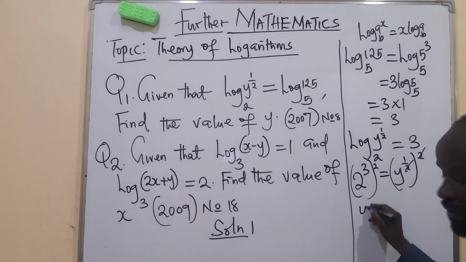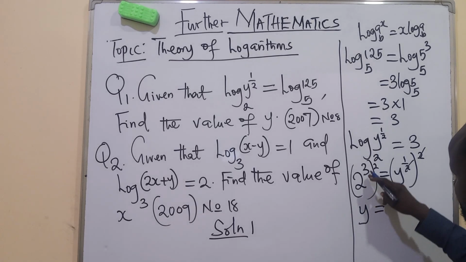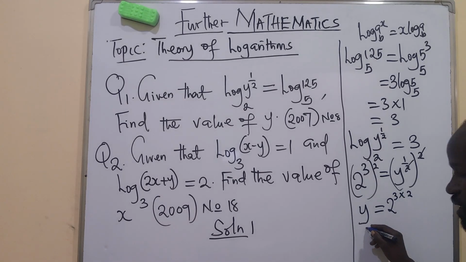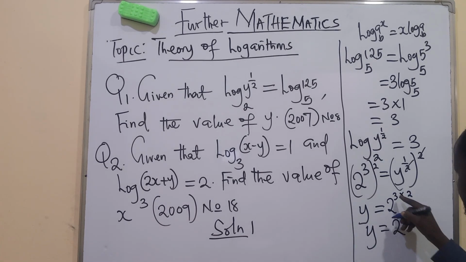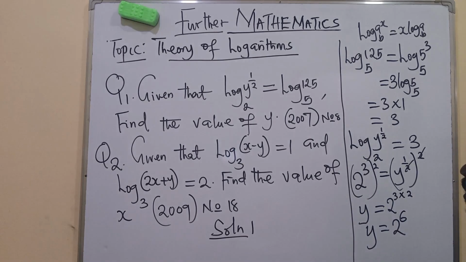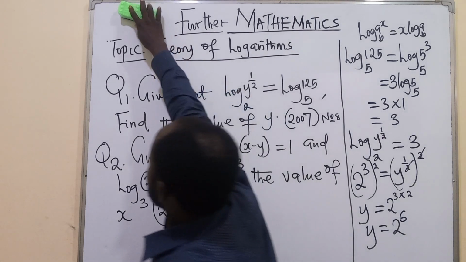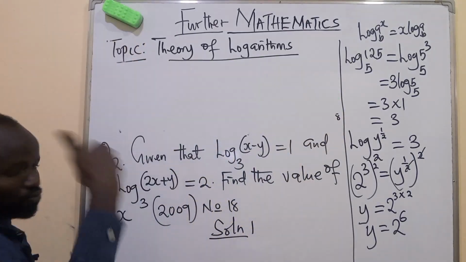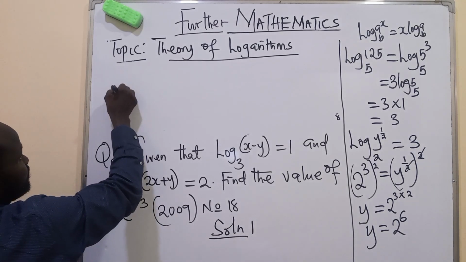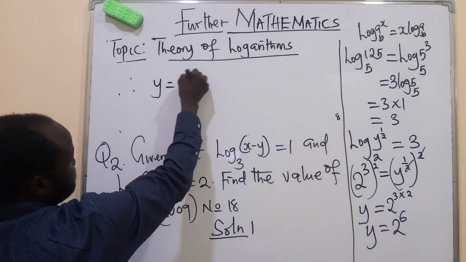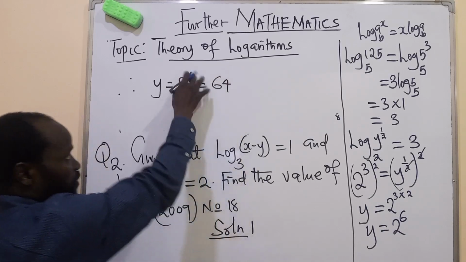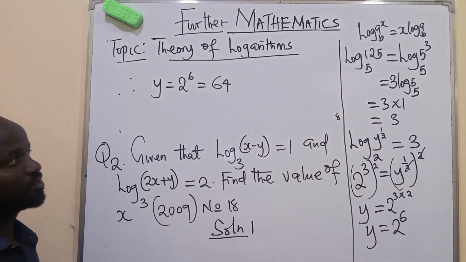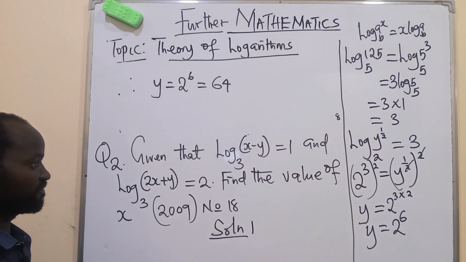So we'll be left with y, which will be equal to (2^3)^2, which is the same thing as 2^(3 times 2). Then y will be equal to 2^6, since 3 times 2 is 6. And 2^6 is the same thing as 64, because 2^6 means 2 times 2 times 2 times 2 times 2 times 2, in 6 places. That will be 64. So the value of y is 64.